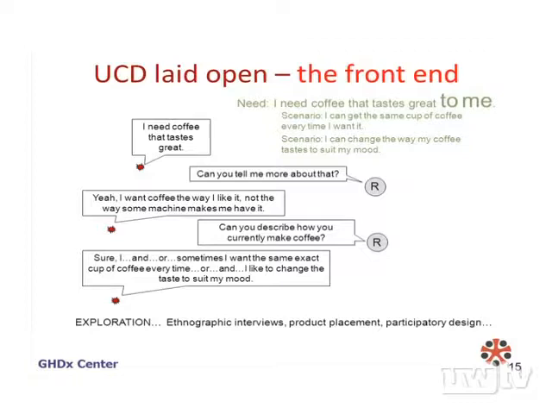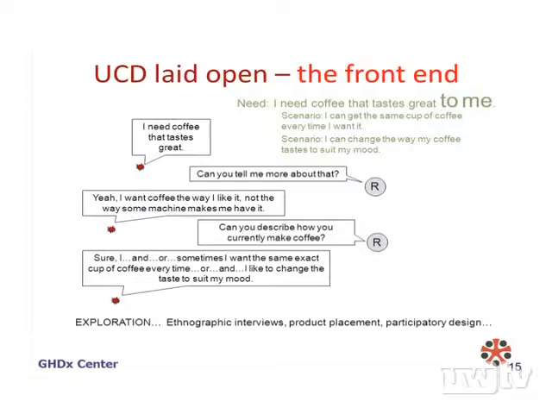Say, well, I want coffee the way I like it, not the way some other machine makes me have it. So then you might probe, okay, so how do you actually make your coffee now? And then they keep giving you more answers, which tells you, okay, first, their need is that they need coffee that tastes great to me, not to some external standard, but to me.